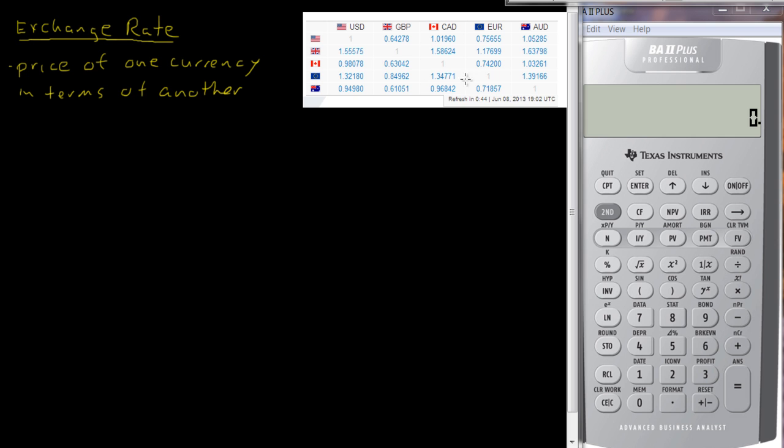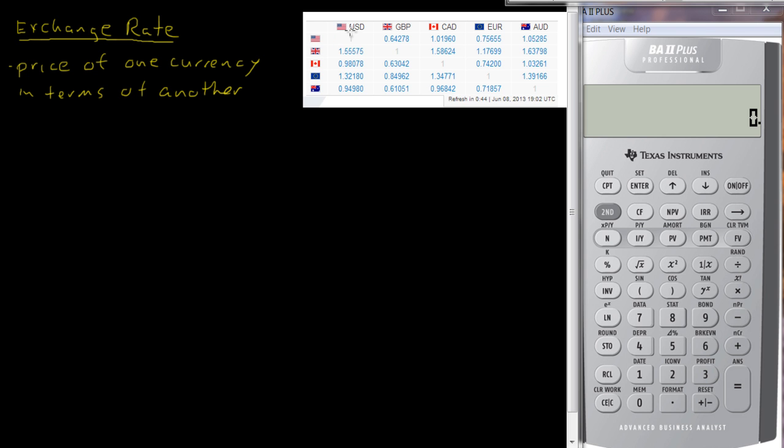You'll notice across the diagonal, these are all equal to 1, because it takes 1 US dollar to buy 1 US dollar. It takes 1 pound sterling to buy 1 pound sterling. So across the diagonal, they're all equal to 1. In the off-diagonal spaces, you have numbers.